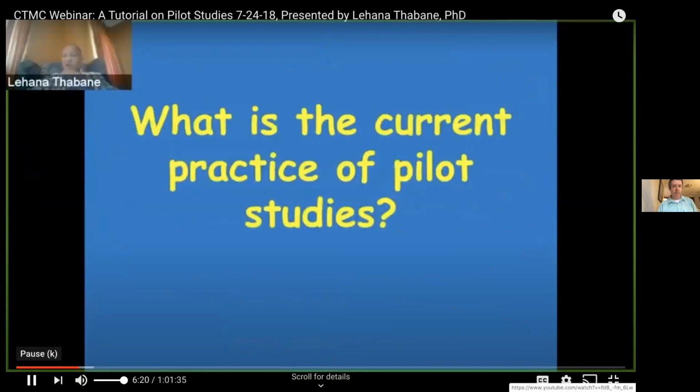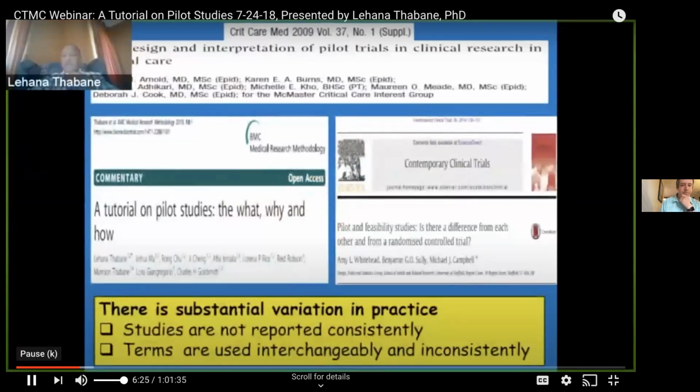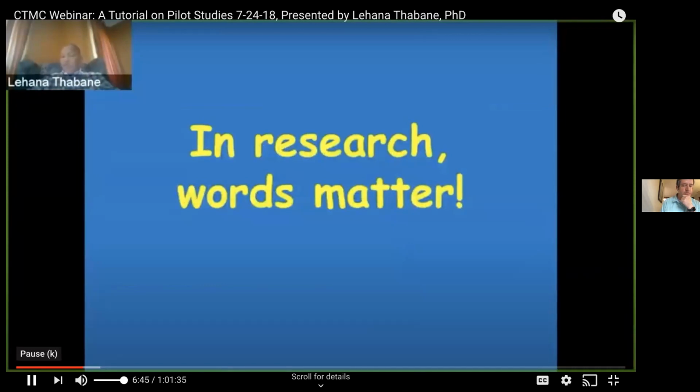So what's the current practice of how these issues of pilot studies are approached in practice? You'll often find that the terms pilot and feasibility are actually used interchangeably. So these studies, therefore, are not reported consistently when the terms are used interchangeably. Various journals actually don't even have policies of how they deal with these things. And we all know that in research, words matter. The issue then becomes, do the word pilot and the word feasibility mean the same thing? And if they do, what is it that they really mean, and if they don't, what are the differences?